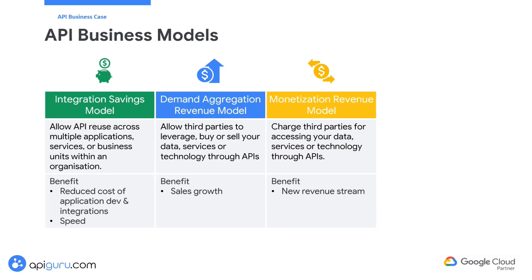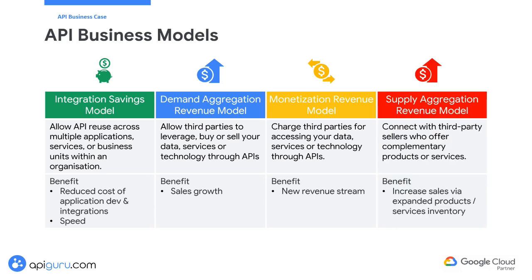applications. With the supply aggregation revenue model, organizations can leverage APIs to create a dynamic and scalable marketplace. By efficiently onboarding third-party sellers, expanding inventory, and fostering a strong network effect, organizations can significantly increase sales and enhance customer satisfaction. As this model continues to evolve, it holds the potential to redefine how businesses operate in the digital marketplace landscape. Let me show you how to calculate the business value for each model.